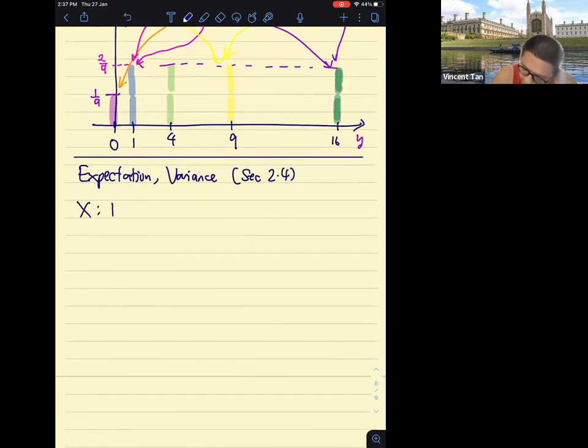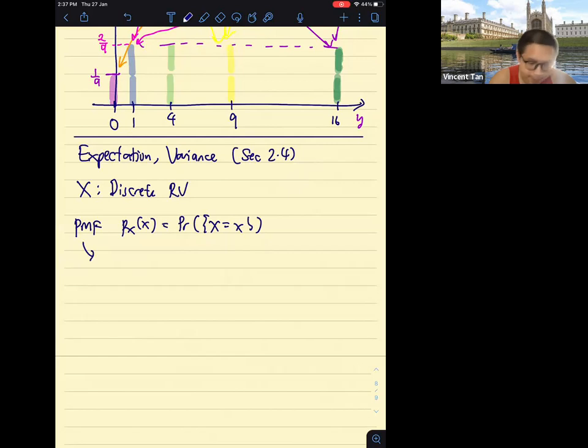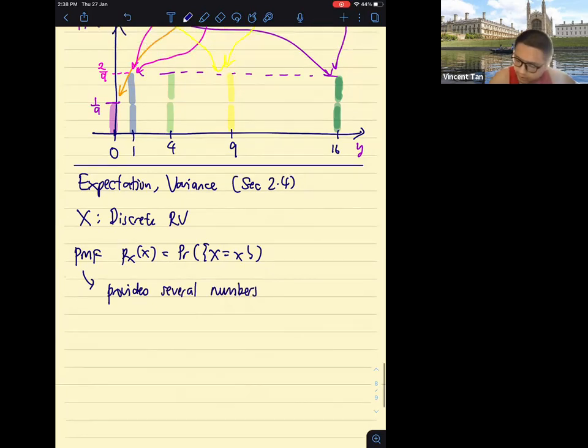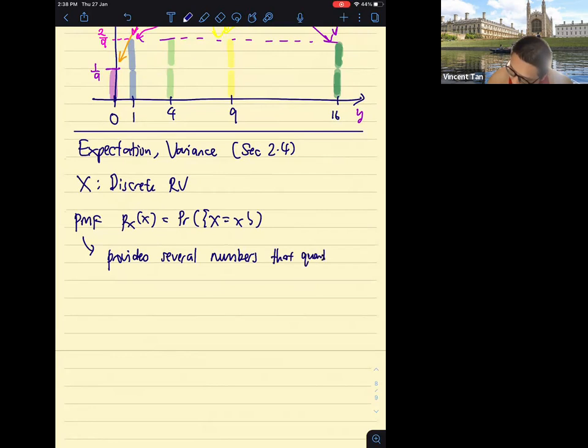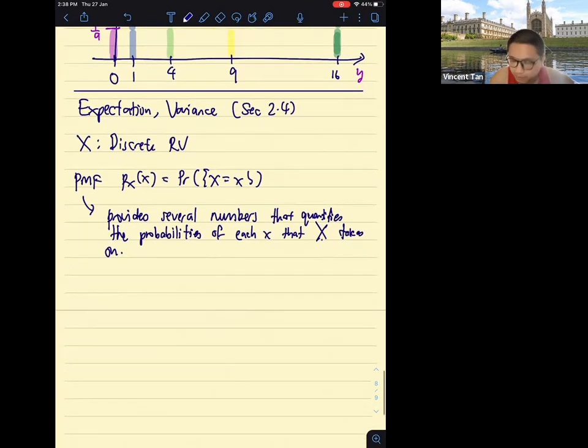So as you know, if you're given a discrete random variable X, then you can talk a lot about its probability mass function, which is p_X(x). That is nothing but the probability that X takes on the value x, okay? So this PMF here provides several numbers, okay? Just like this, it gives several numbers that quantify the probabilities of each x that capital X takes on. Okay, but sometimes we are very lazy and we don't really want to talk about too many values. We care about just a summary statistic.